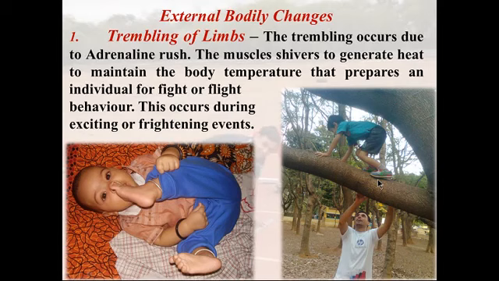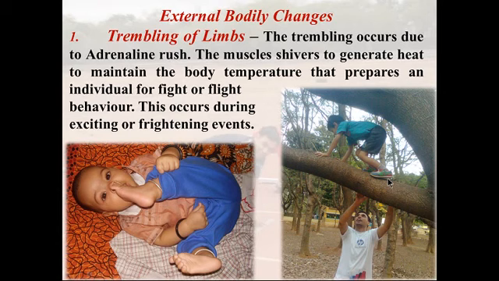Trembling of limbs is a kinetic phenomenon which cannot be shown or manifested by a still image. But still you can experience it when a child or an individual walks on a tree or at a height, we feel a trembling of our limbs. The similar phenomenon occurs during emotional experience. The trembling occurs due to adrenaline rush.